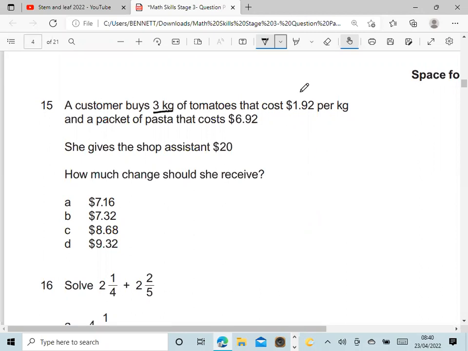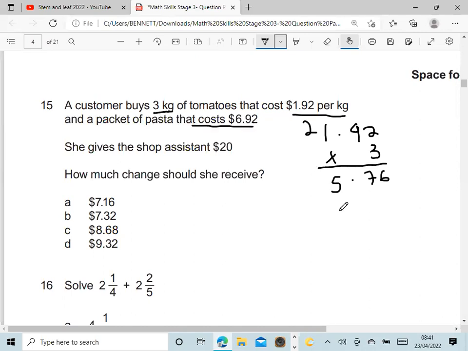So a customer buys 3 kilograms. You have to read carefully. Of tomatoes that cost $1.92 per kilogram. All right. So for 1 kilogram, he or she bought 3, most likely, right? All right. So 3 times 1.92 is the total for the tomatoes. 3 ones are 3, and that 5. So for the tomatoes, you pay a total of $5.76.